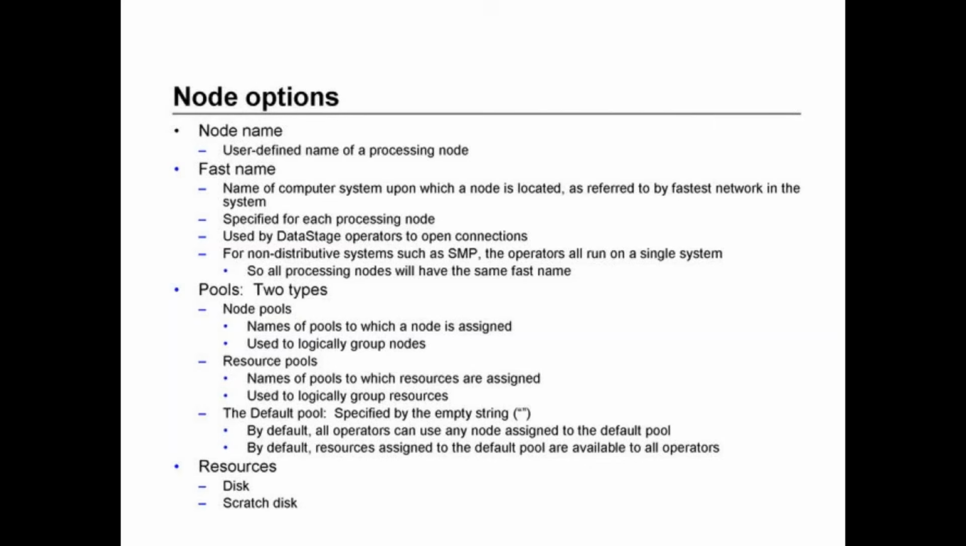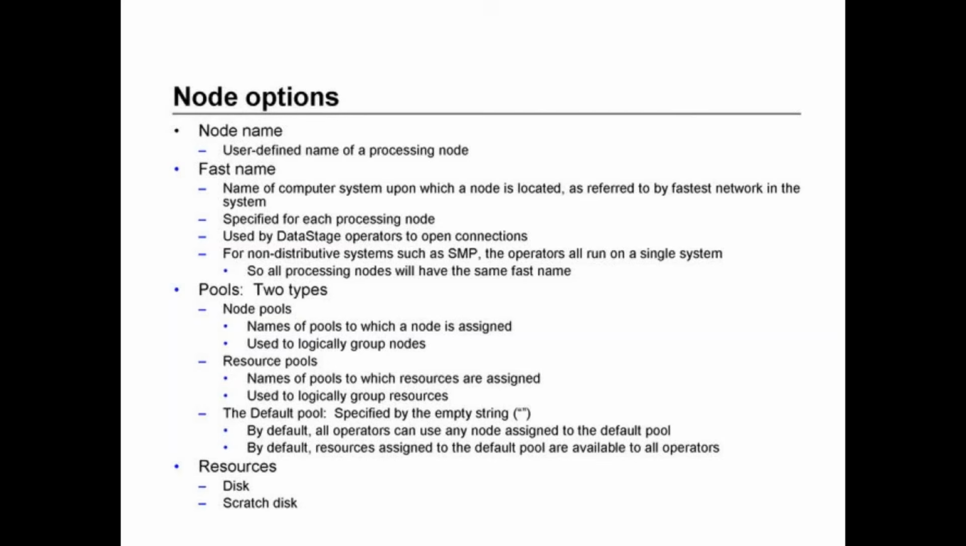So if it is an SMP, that is a symmetric multiprocessing system that has a single CPU, the fast names for all the nodes will be the same. But the node name will be different because node name is nothing but a logical name. It's a user-defined name, and these are logical nodes. The fast name is a physical kind of node. So that would be the same on an SMP system. When we have a cluster system or an MPP system where we have multiple CPUs, the fast names can be different.